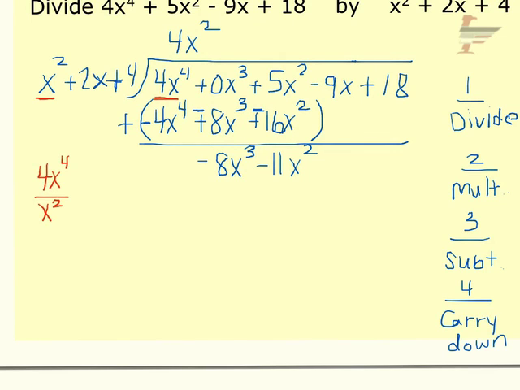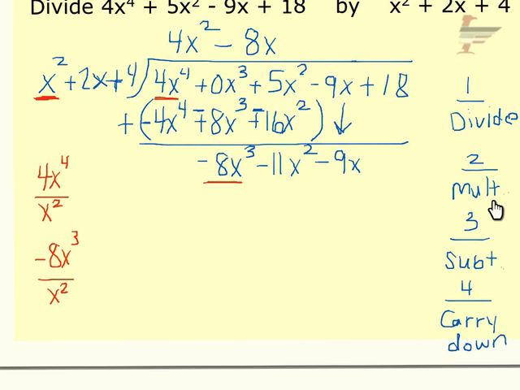So I'm going to carry down the negative 9x, and then you repeat. So now I'm back up to dividing. So I'm still dividing my first term, which is x squared. Now I'm dividing it into negative 8x cubed. So that would reduce to just negative 8x. So that goes up top, minus 8x.